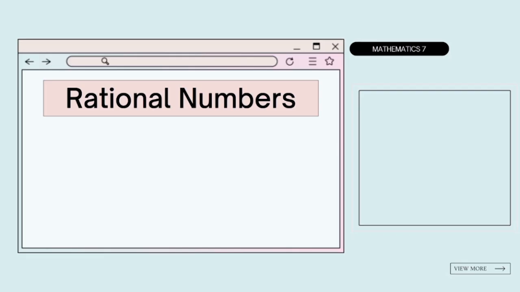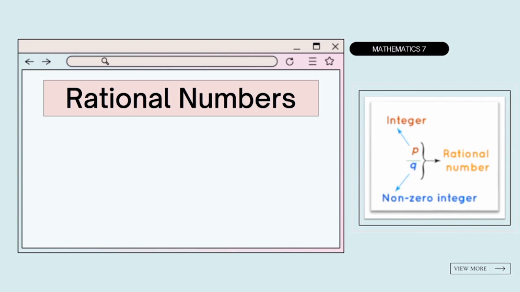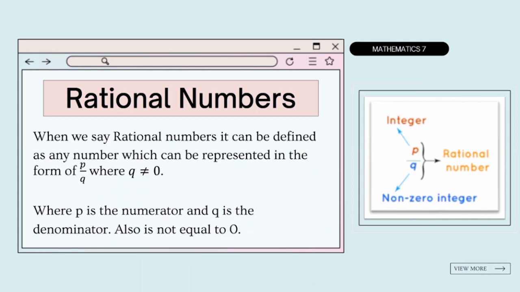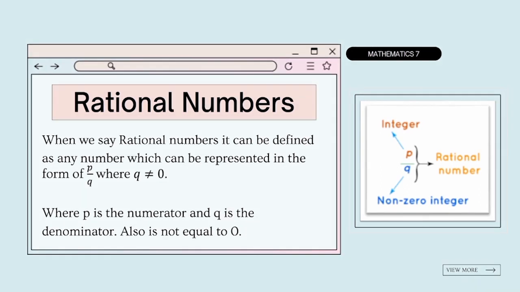Now let's proceed to our lesson, which is rational numbers. So what are rational numbers? When we say rational numbers, it can be defined as any number which can be represented in the form of p over q, where q is not equal to 0. P is an integer, the numerator, and q is a non-zero integer, the denominator.